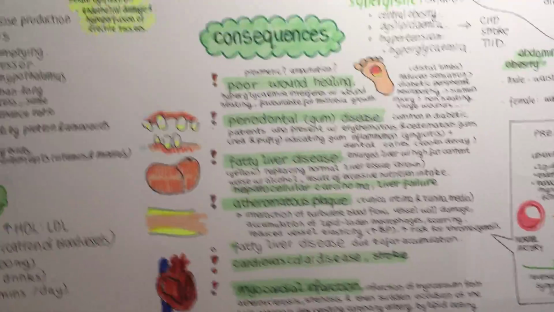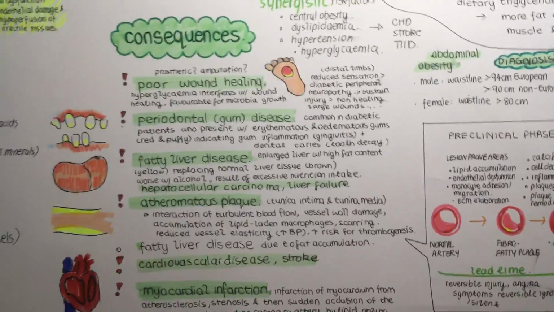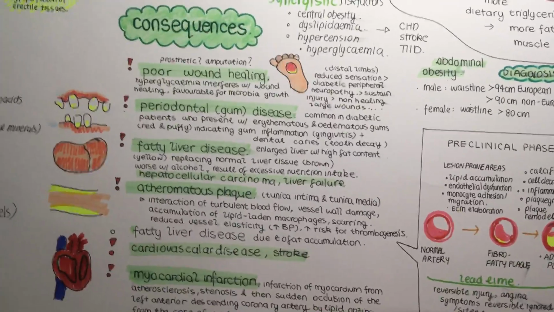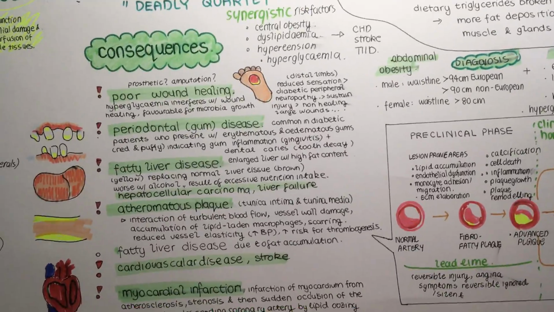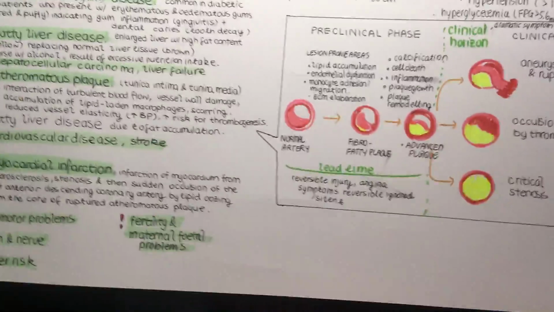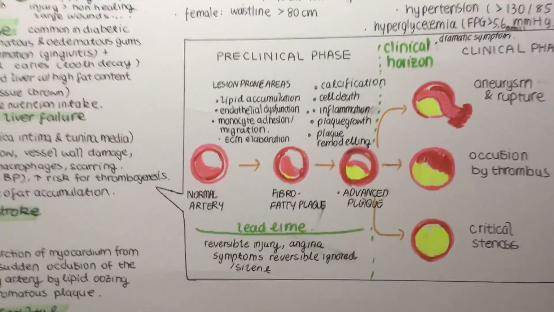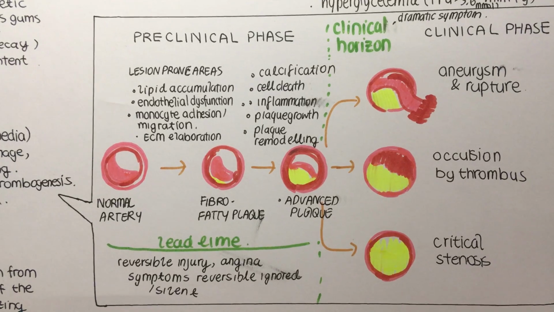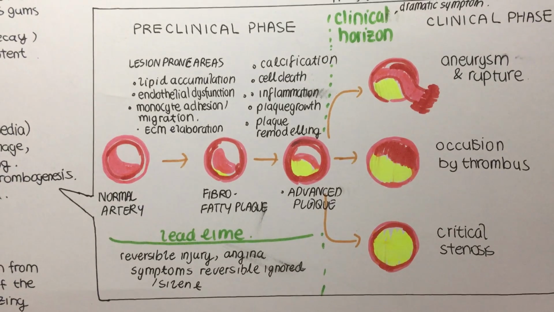Now, we're going to look at some of the consequences in more detail, seeing as we have understood the pathogenesis of metabolic syndrome in more detail. First, we're going to look at atherosclerosis. So atherosclerosis is the buildup of fatty plaque inside arteries.